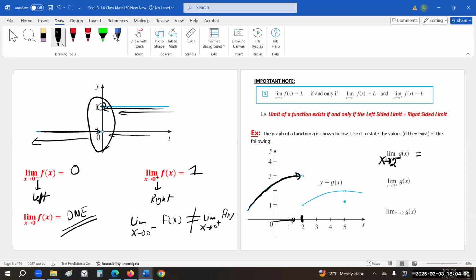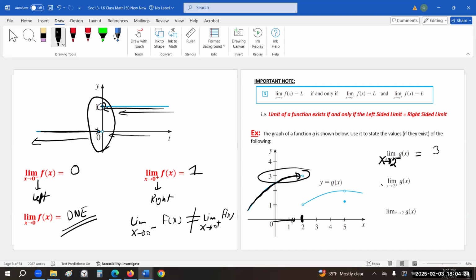When you are approaching the x value 2, what is your y value? There is a jump, true, but what's the y value you're going towards? Good job, it's 3. See, the y value is 3. So on the left side, the limit is 3.